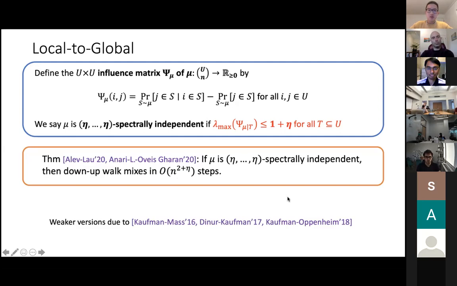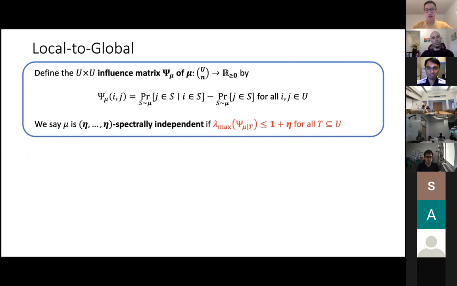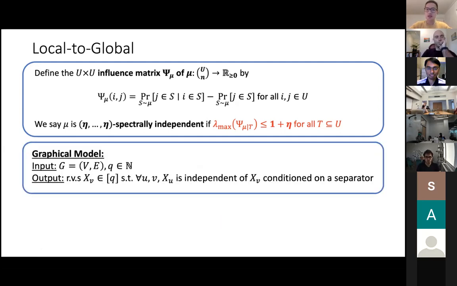So I want to tell you about a second local-to-global result. For that, I'm going to restrict my attention to so-called graphical models, or what some people in the machine learning community might also call Markov random fields. Basically, it's just the following. You have some input graph G, and a graphical model is just a collection of random variables, one for each vertex of the graph, where you have the following conditional independence property, sometimes also called the Markov property.